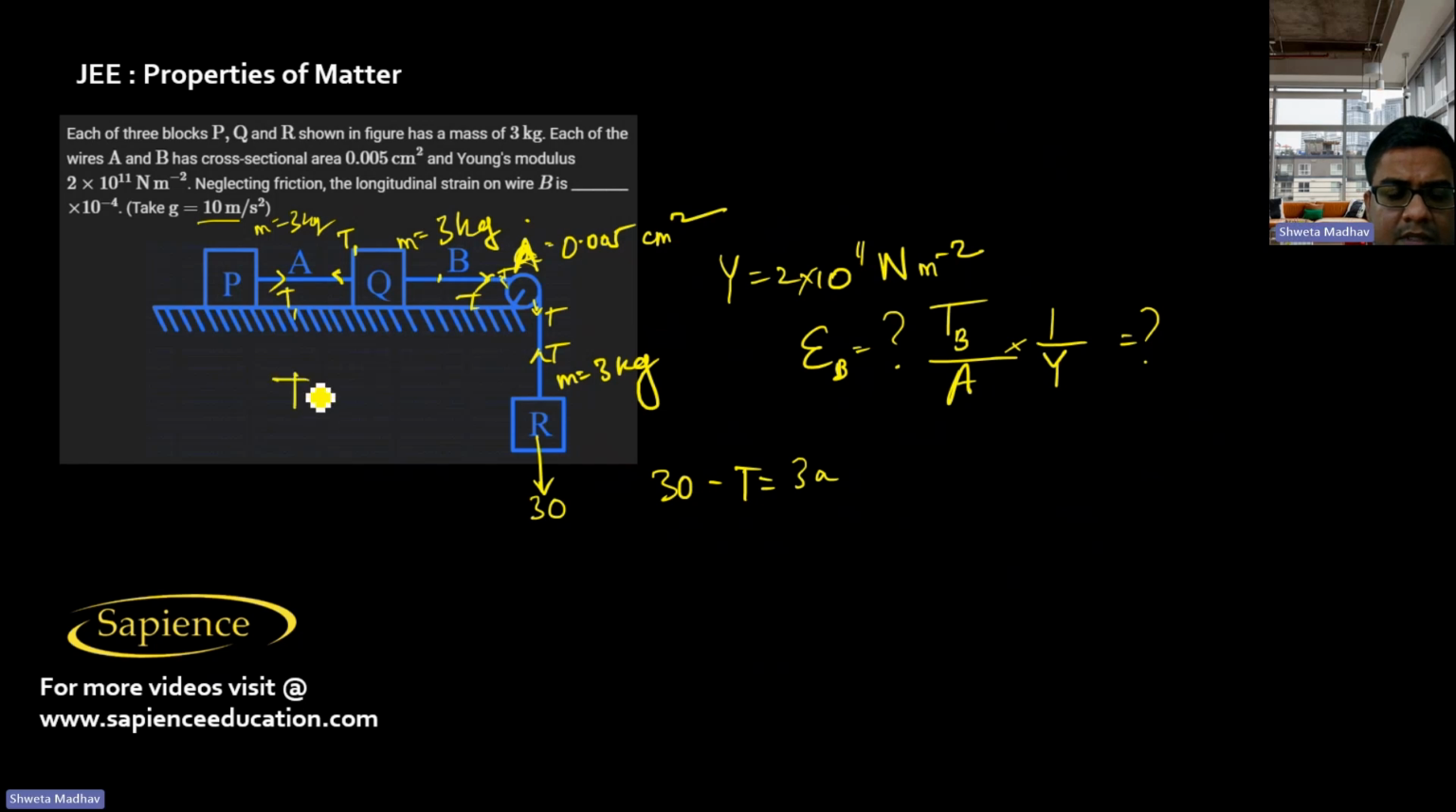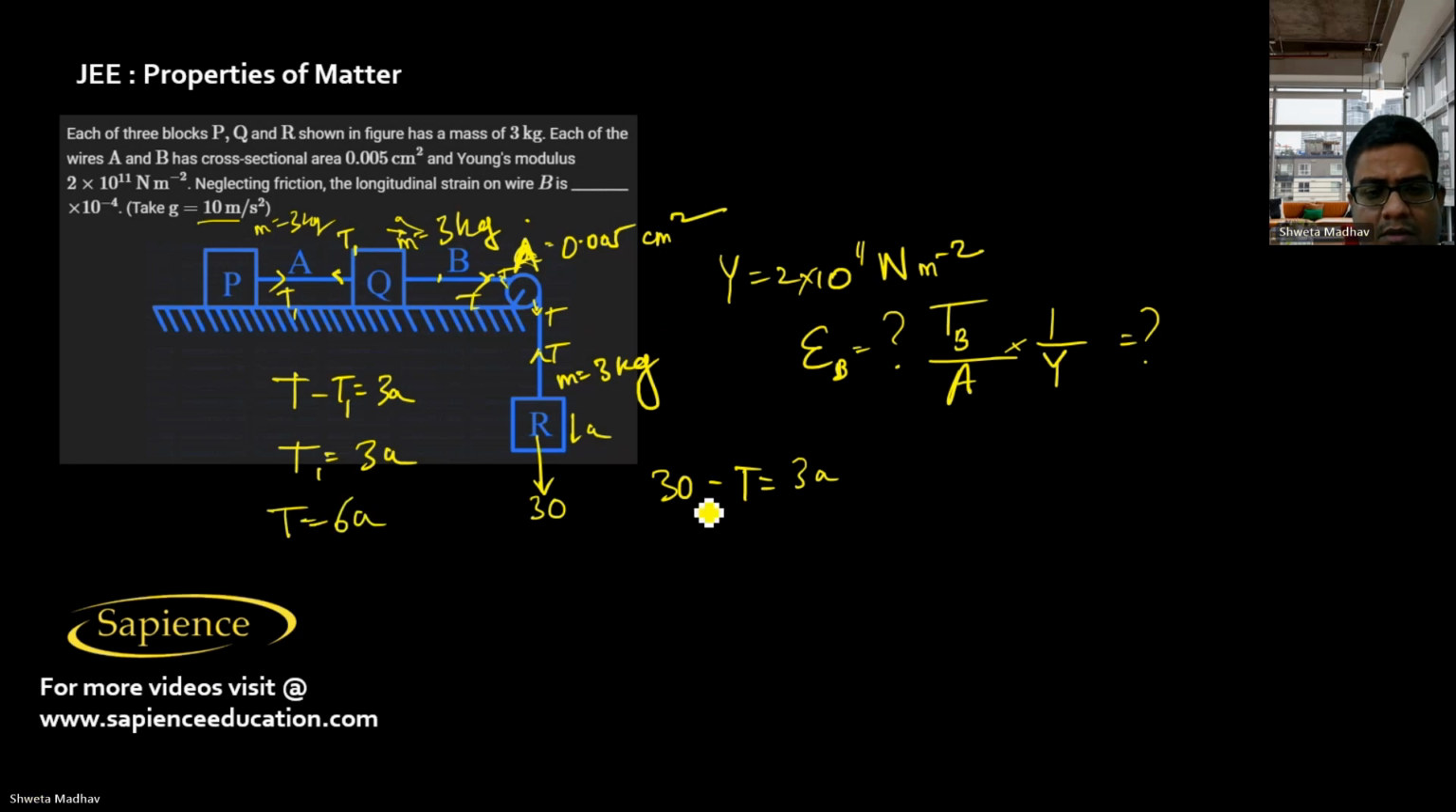And here we can say that there is no friction. So T minus T1 is equal to 3a. All will have the same acceleration obviously. And T1 is equal to 3a. Now if we add these, then we'll get 30 equal to 9a. So a will be equal to 30 by 9.